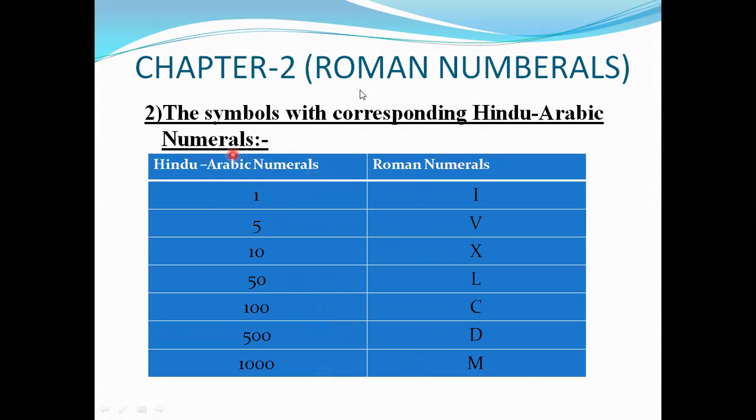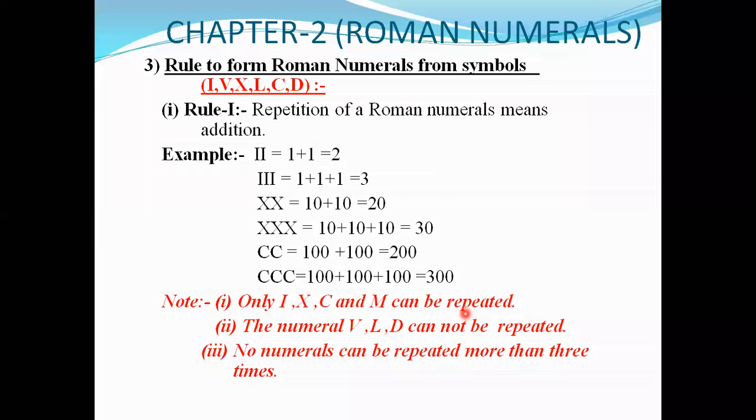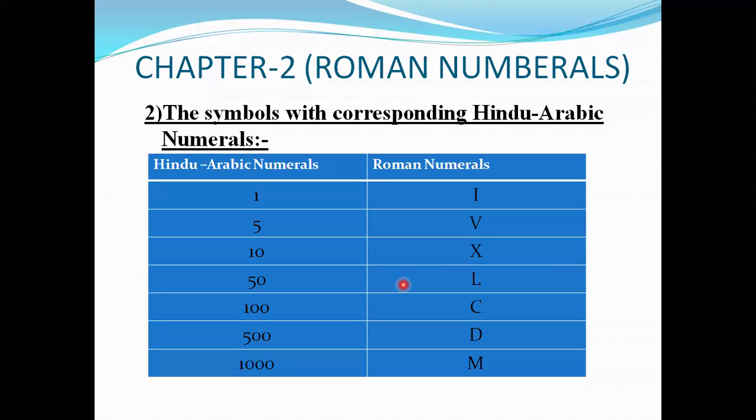But in class 5, we will discuss only the numbers up to 500. This is your syllabus, the limitation for class 5. We will discuss only the rules up to D, from I to D. Now, what are these rules?